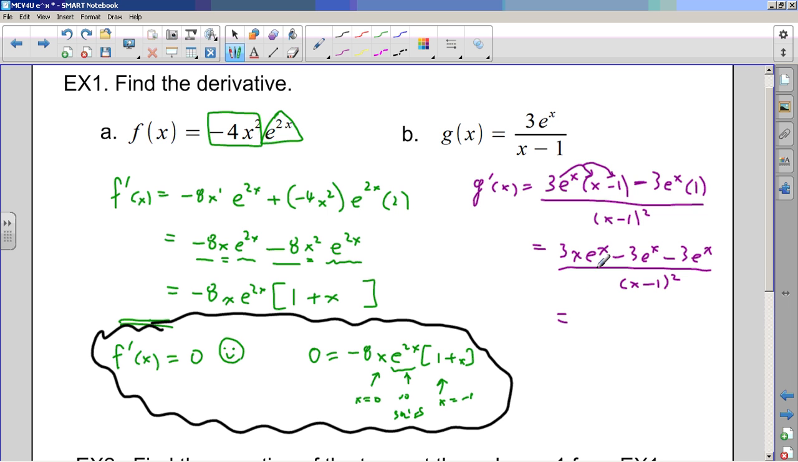Tidy that up a little bit. I can factor out, well, by the way, this is negative 6. So let's tidy before I factor. Three e to the exponent x. What's left inside the brackets after I do that is x minus 2. Okay. Yeah, good.